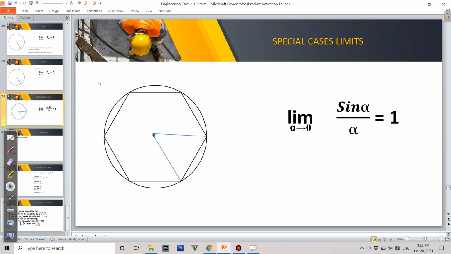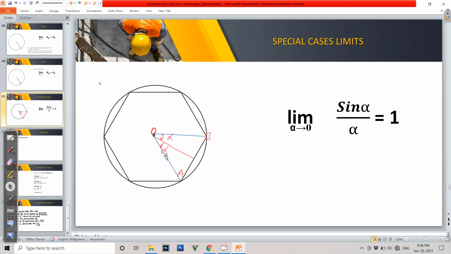So that is the limit when the angle theta approaching 0, sine of alpha all over alpha is equal to 1. So to illustrate this, let us have here, see, this is point O, this is point A, and that is point B. I will just delegate the angle as dividing a triangle with a bisected angle alpha. So ito yung alpha natin.